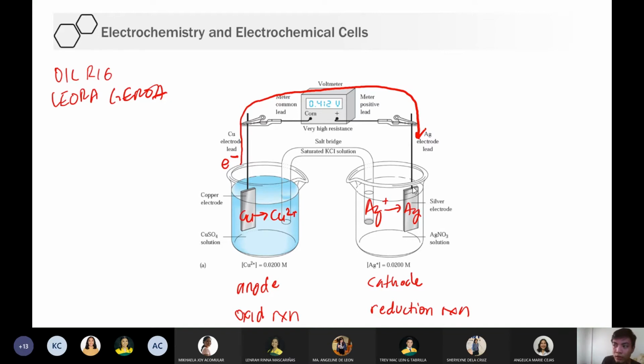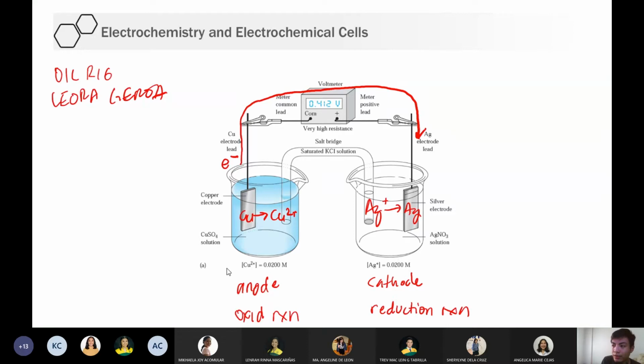So, pwede palitan mo to ng bakal. Okay? Palitan mo to ng susi. Okay? O kaya jewelry. Yan. So silver coating mangyayari dyan. Okay? So yan, so this is how the electrochemical cell will look like, especially voltaic cells.